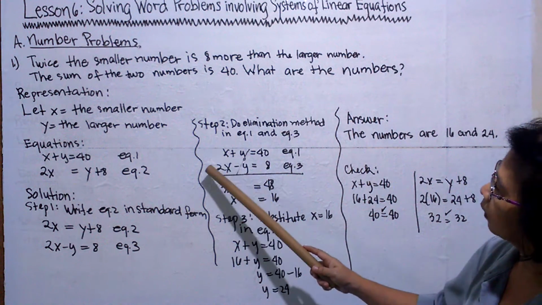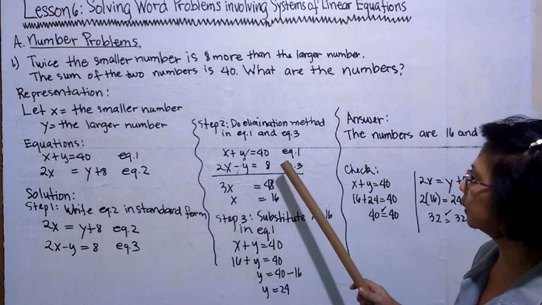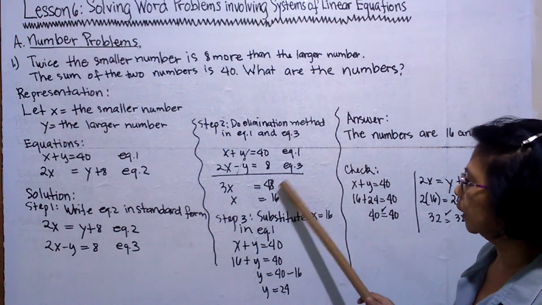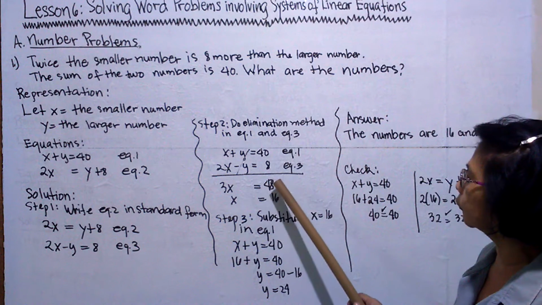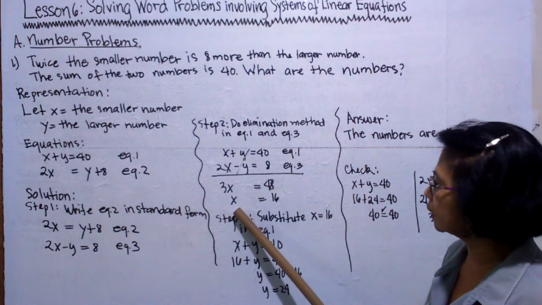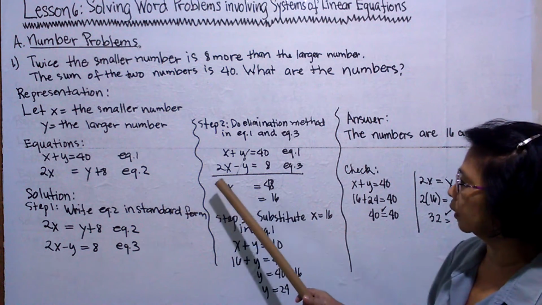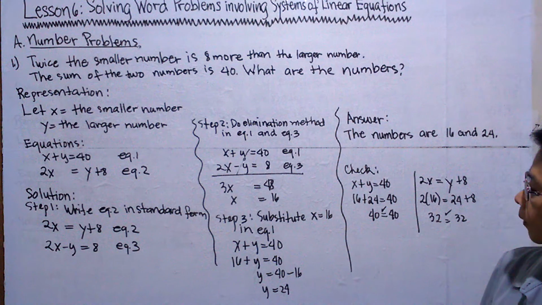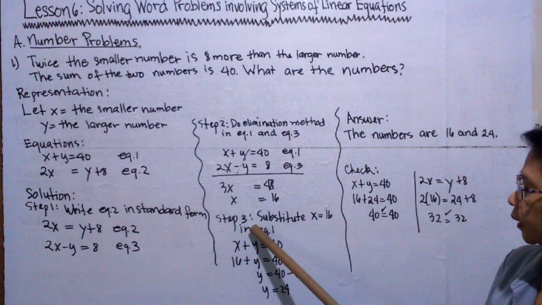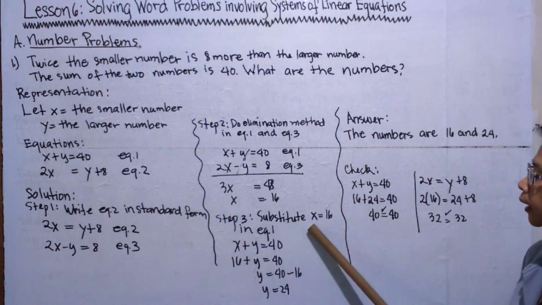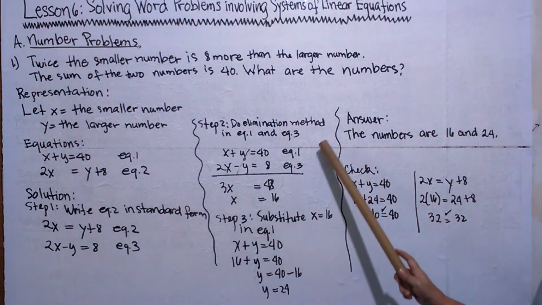Then we add x plus 2x, we have 3x, and 40 plus 8 is 48. Simplifying, divide both terms of 3x and 48 by 3 to get x. So we have now x equals 16, because 48 divided by 3 is 16. Then let's go to step number 3. To get y, we substitute x equals 16, which we got in step number 2, in equation 1 here.